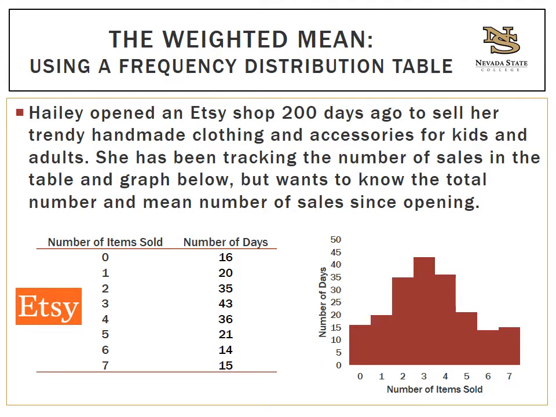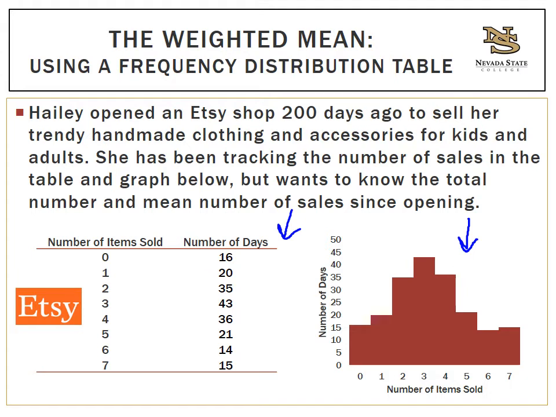So now let's take a look at an actual example of using a frequency distribution table to compute a weighted mean. In this example, Haley opened an Etsy shop 200 days ago to sell her trendy handmade clothing and accessories for kids and adults. She's been tracking the number of sales in the table and graph below. Here's your frequency distribution table. Here's your graph. But she wants to know the total number and mean number of sales since opening.